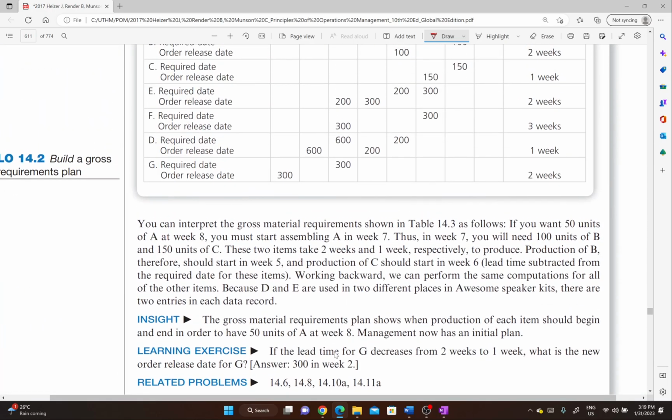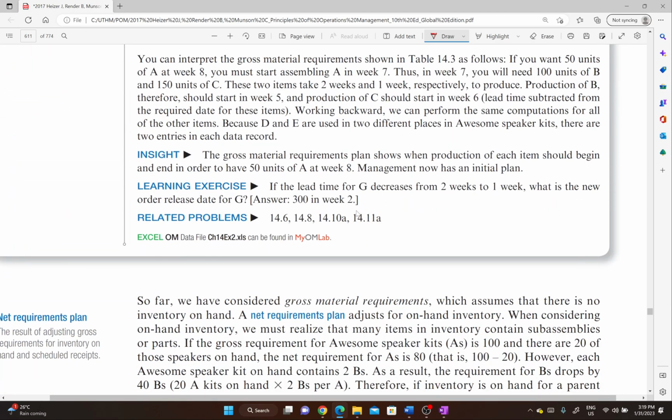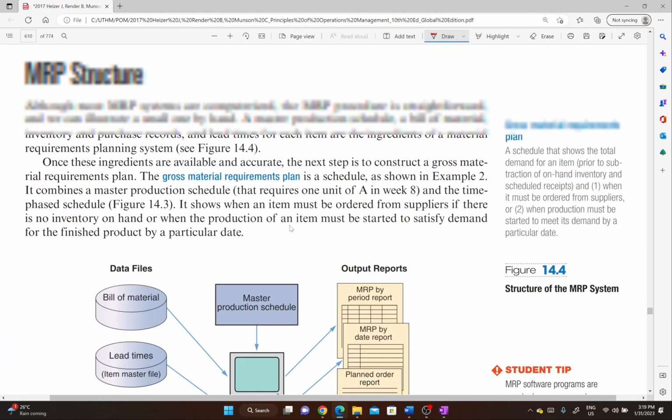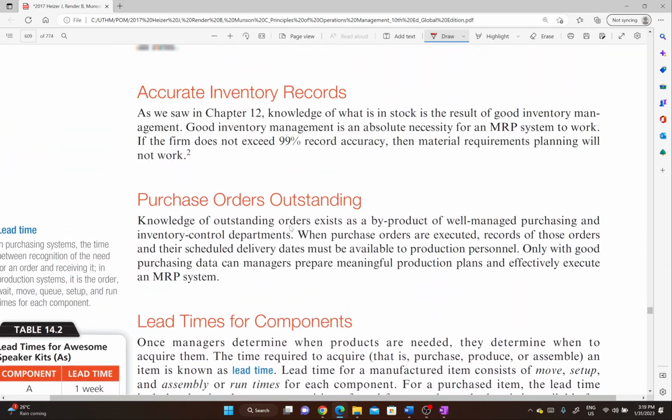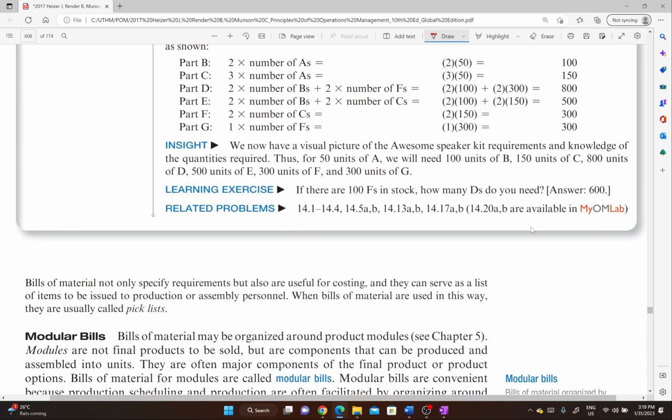Okay, after each and every example here, you can see related problems. You can try to do these problems, and I think there's another one here. These are the related problems. Try to do and understand these three concepts to prepare for your final. Okay, that is regarding MRP.